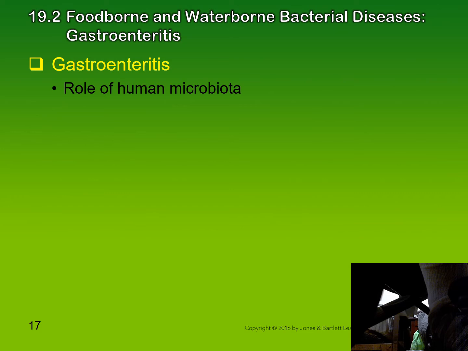Gastroenteritis, there's a role of the human microbiota. So bacteria that are normally in you and on you do play a role in getting gastroenteritis. In some cases, this is just to prevent the gastroenteritis because there's so many bacteria there already. You can't get new bacteria coming in. So you need all those bacteria of the microbiota, and they sort of crowd out the new pathogens that may be coming in.